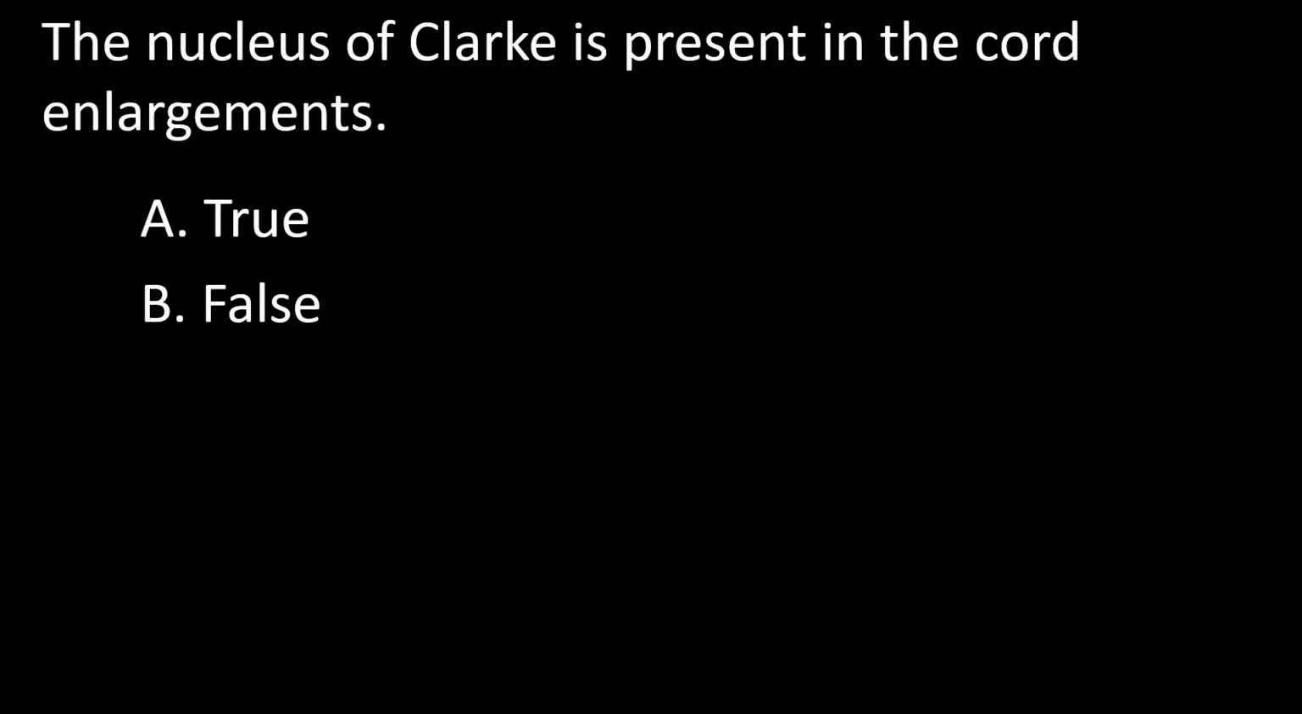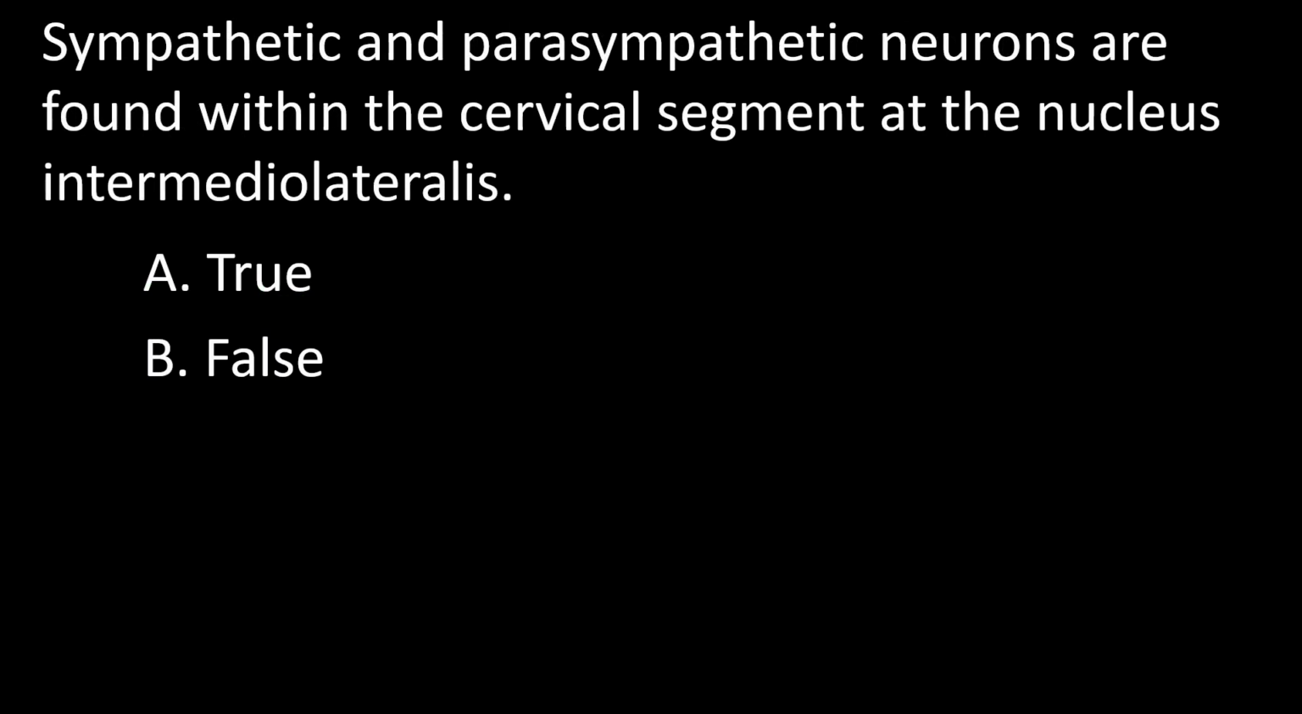So the answer to this question is B. Next question. Sympathetic and parasympathetic neurons are found within the cervical segment of the nucleus.